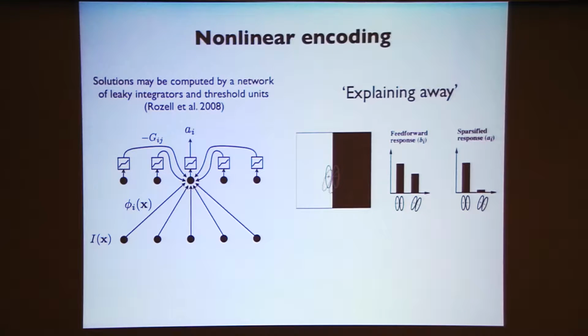So one question we've been interested in for a long time is, can you see evidence for these explaining away nonlinearities in the population activity of V1 neurons?